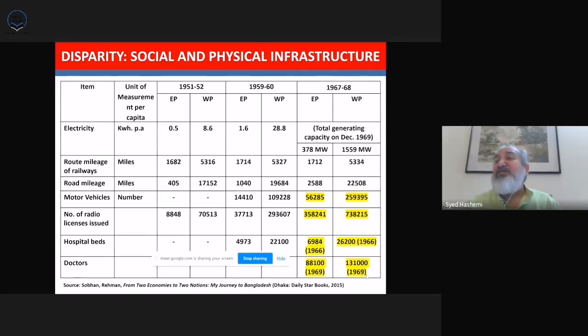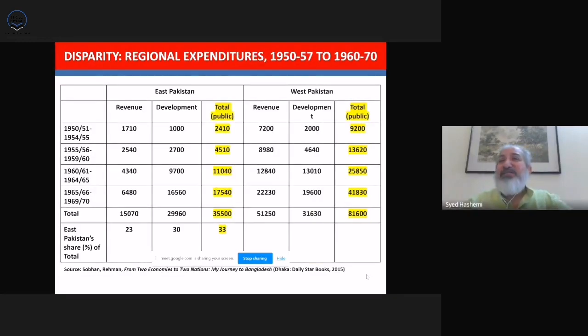Also, other things, look at motor vehicles. 56,000 motor vehicles in East Pakistan, 259,000 in West Pakistan. Hospital beds, about 7,000 in East Pakistan in 1966, 26,000 hospital beds in West Pakistan. 88,000 doctors in East Pakistan, and 131,000 doctors in West Pakistan. Gives you an idea of the disparity.